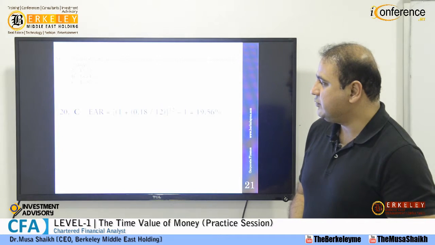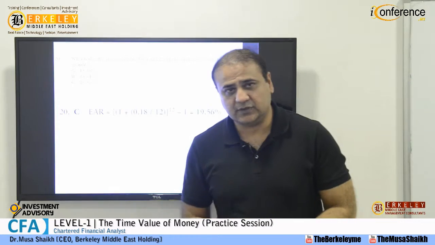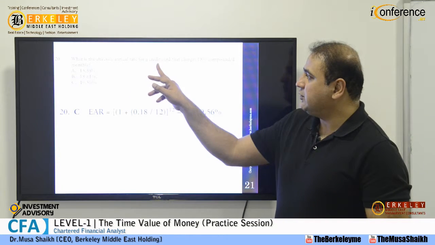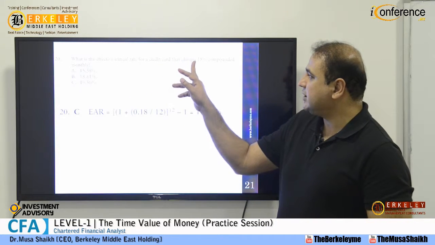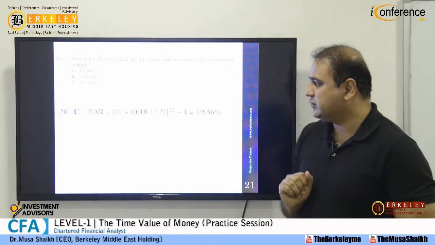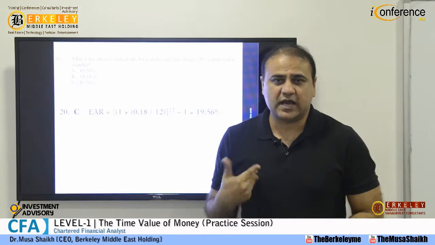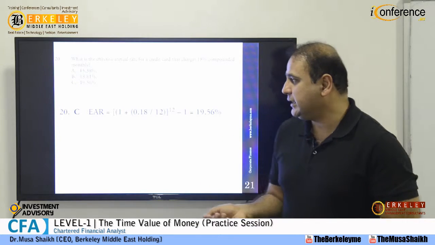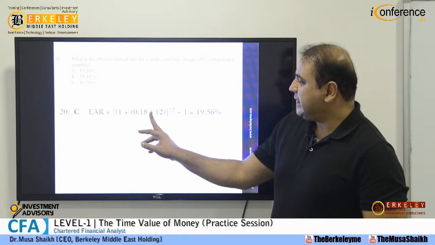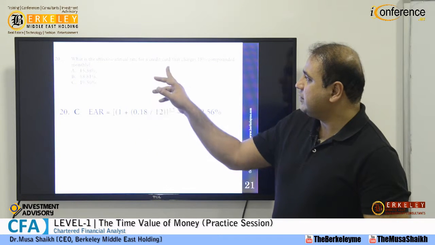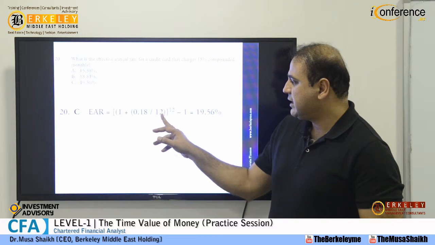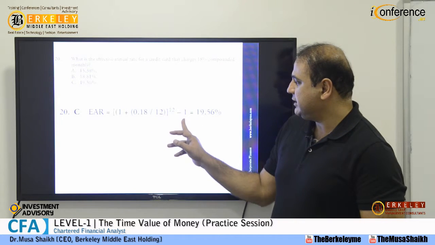And now we'll do the last question of this topic for the day. What is the effective annual rate for a credit card that charges 18% compounded monthly? So we have to calculate an effective annual rate. We'll take the same formula, 1 plus the rate divided by 12, because it is compounded monthly, and the power will be 12, minus 1.